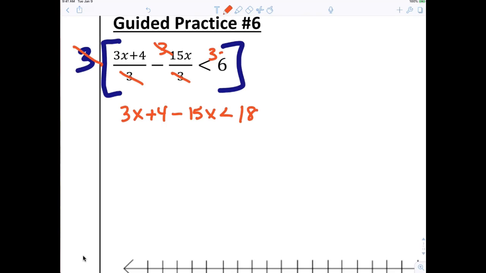Now we're combining terms, so highlight if you need to. 3x minus 15x. What is that? Good. Now we're subtracting 4 from both sides. When I subtract 4 from both sides, negative 12x is less than 14.